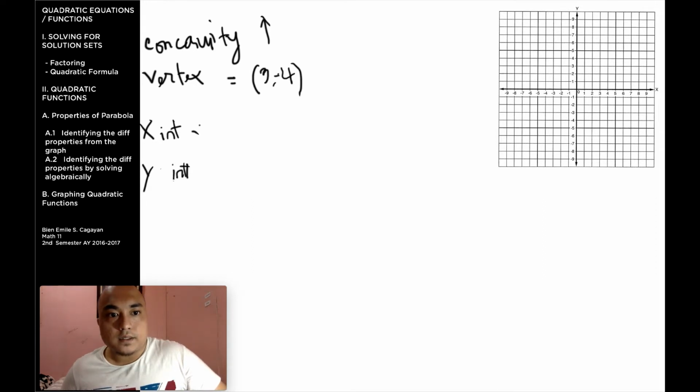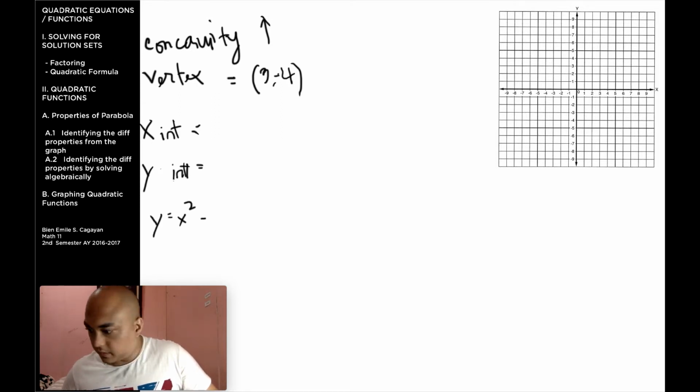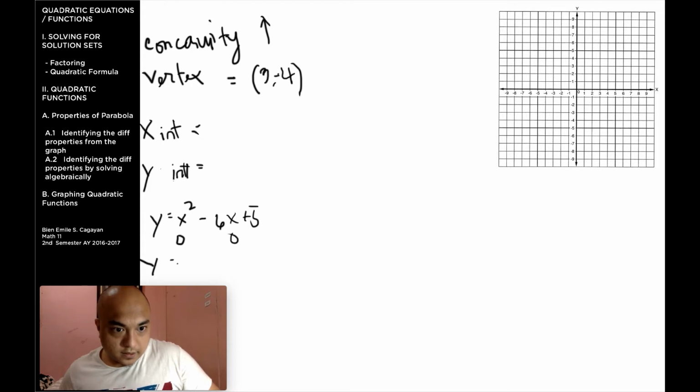The y-intercept is very easy to find. You just have to change all the values of x to 0. With this equation, y is equal to x squared minus 6x plus 5, we change the values of x to 0. So y is equal to 5. So we now have our y-intercept, which is 0, 5.